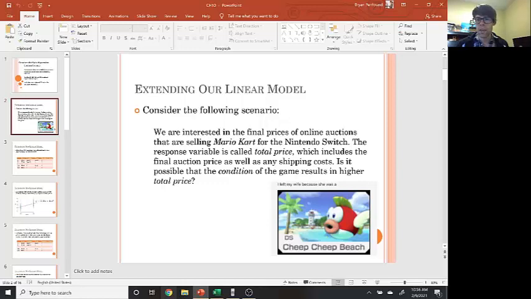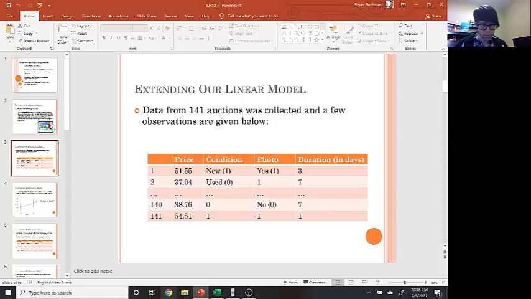Now, the question that we have is, is it possible that the condition of the game is going to result in a higher total price? So right now we have an explanatory variable that's called condition, and we have a response variable that's called total price. And we've collected data on some other variables as well, but right now we'll take a look at the final price and the condition. Those will be the two variables we work with.